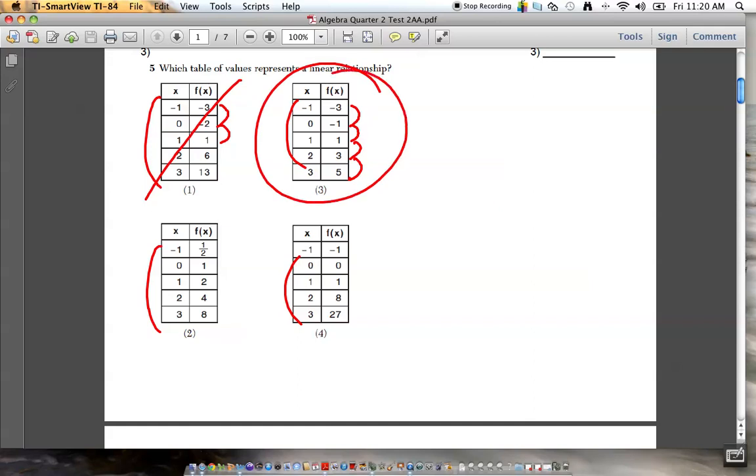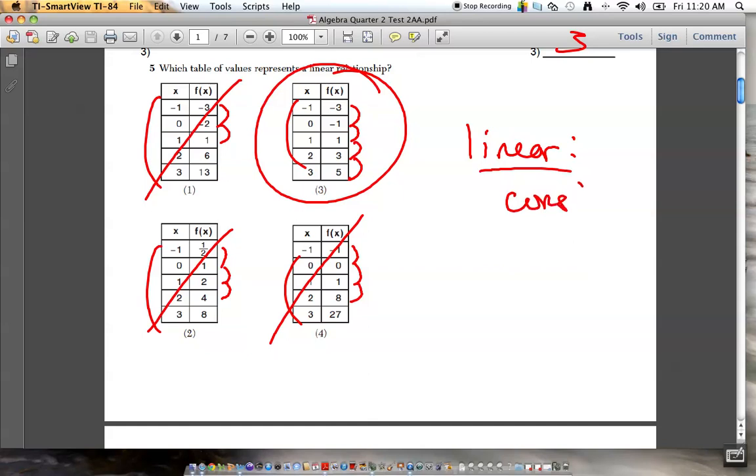This looks really good. This goes up by 1/2, up by 1, up by 2. That's not it. This goes up by 1, up by 1, up by 7. That's not it. So choice 3 is the correct answer. In a linear function, you have a constant difference. That is to say that you constantly go up by the same amount.